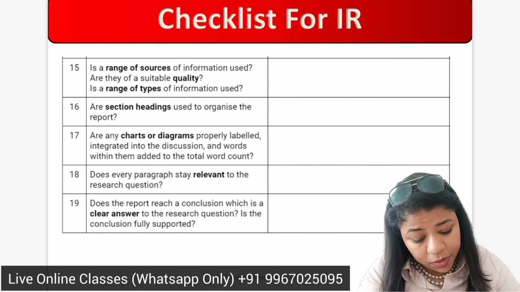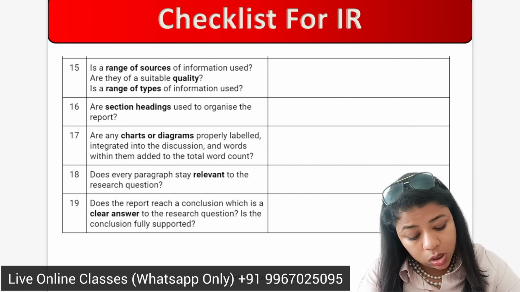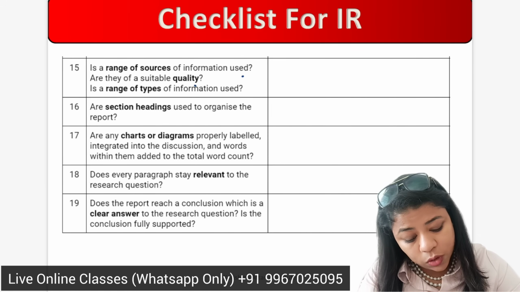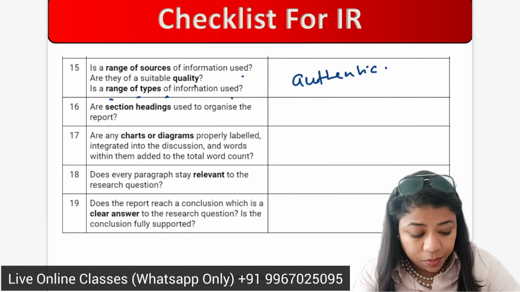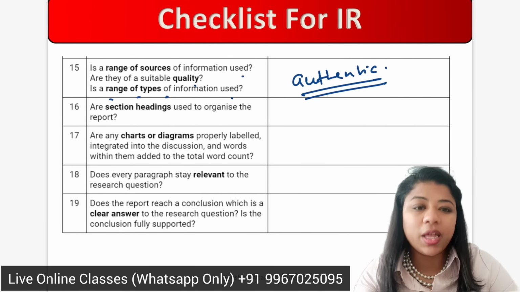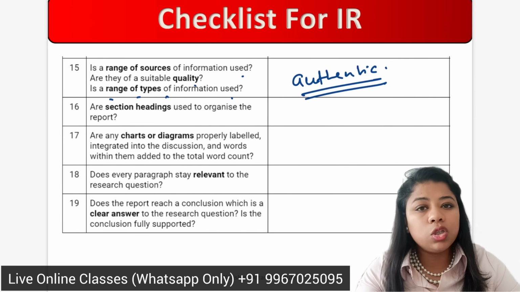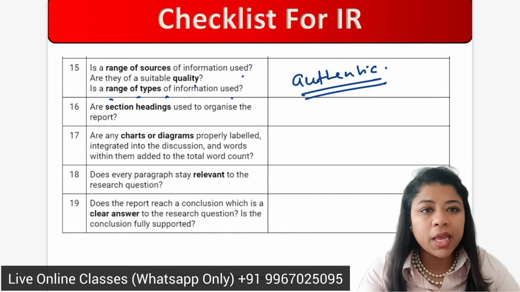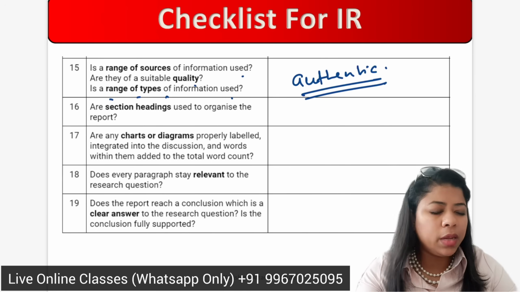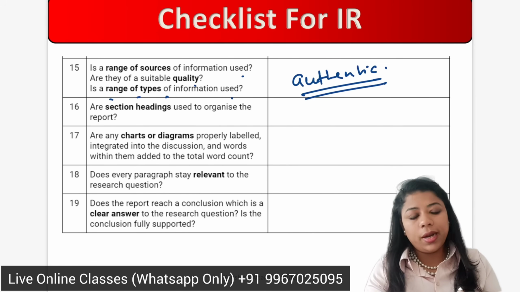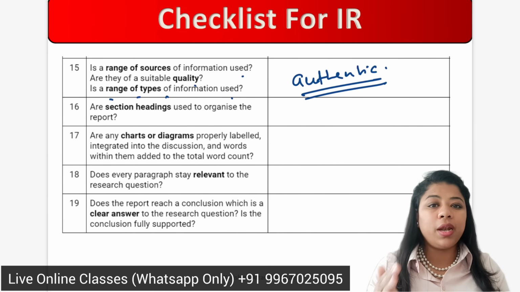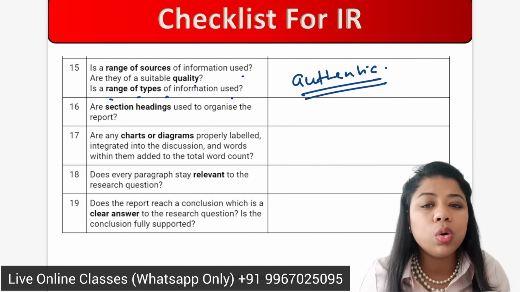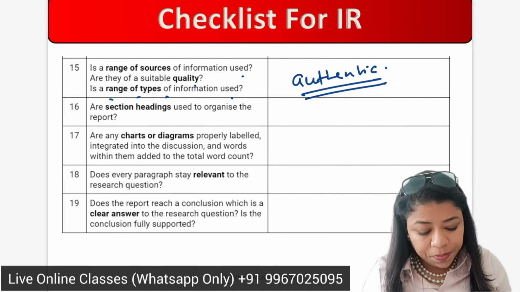Okay. Now 15th is the range of sources of information used. Are they of suitable quality? Is the range of types of information used authentic? Website, authentic sources, authenticity matters a lot. So whenever you're taking certain sources of websites or any particular source, please make sure it is authentic. It should not be a random blog post or anything. It should be authentic data that you are referring to give your own perspective.